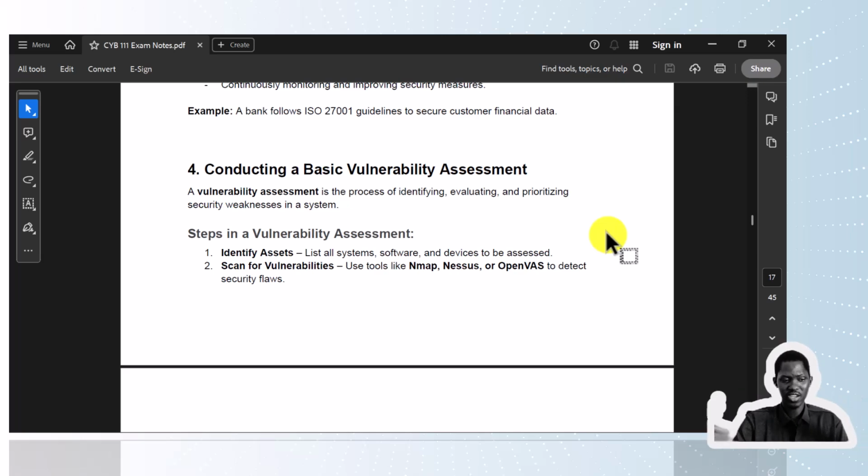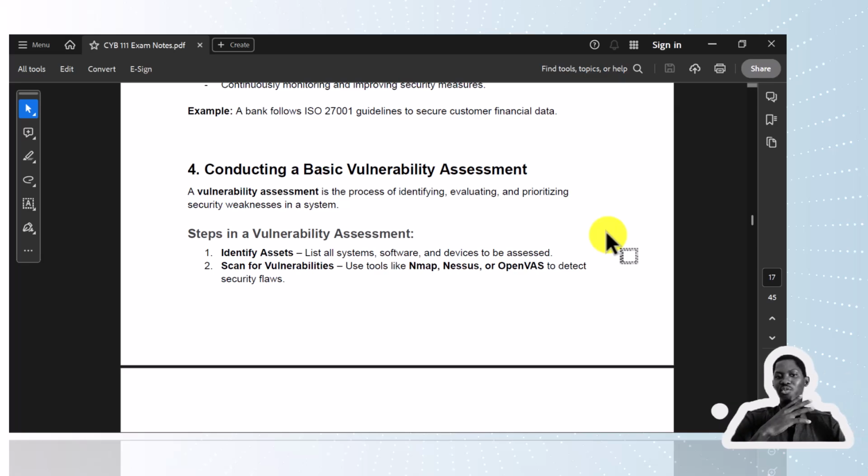So what are the steps you take? You get into a company, an organization, and you want to conduct a basic vulnerability assessment. What are the steps you take? These are straightforward steps. From what we've been learning, first, identify the assets. So you first have to know what are these organization's assets. So you list all systems, software, and devices to be assessed. This is an assessment now. You're conducting a basic vulnerability assessment. So you identify the assets.